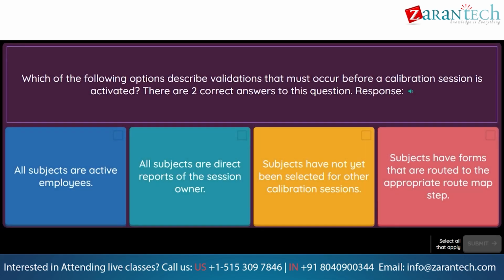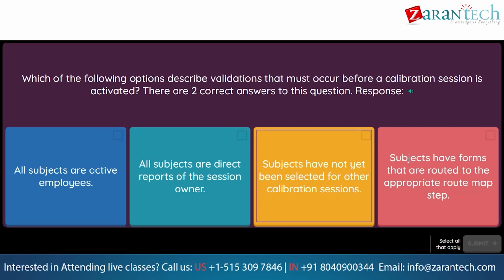Question: Which of the following options describe validations that must occur before a calibration session is activated? There are 2 correct answers to this question. Response: Option 1, all subjects are active employees. Option 2, all subjects are direct reports of the session owner. Option 3, subjects have not yet been selected for other calibration sessions. Option 4, subjects have forms that are routed to the appropriate route map step.